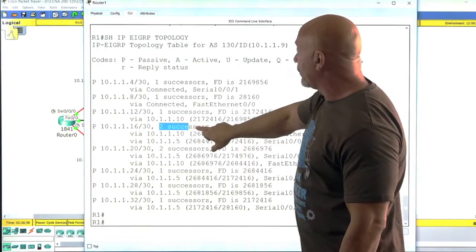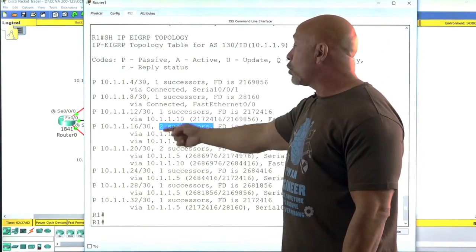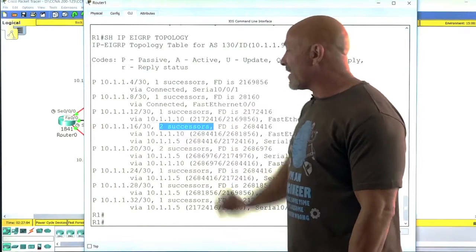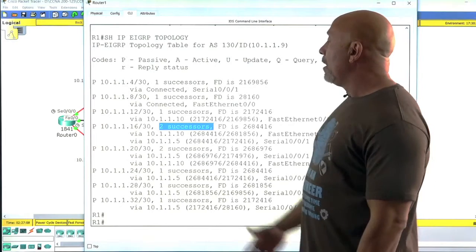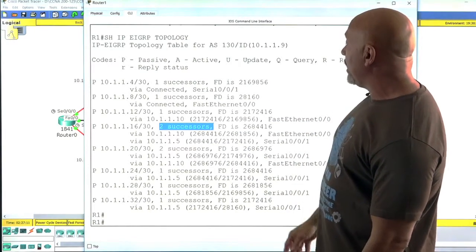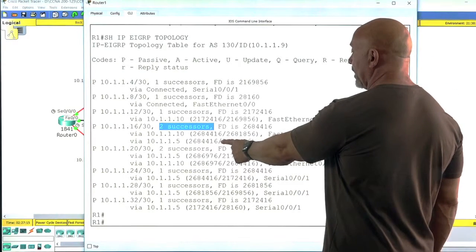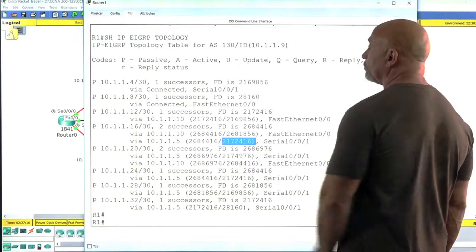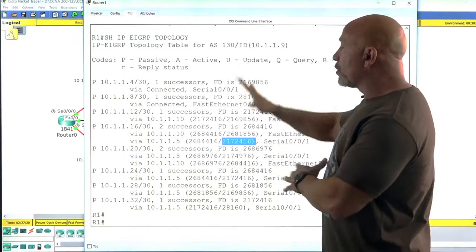Whoa, look at that. So now we have something that we can go two different ways to the 16 network. So that means we have a feasible successor, right? That means, boom, hey, we can go either way. As you can see, you make the decision based on the lower metric. So this has a lower metric. So you can analyze by going back and forth in which direction.